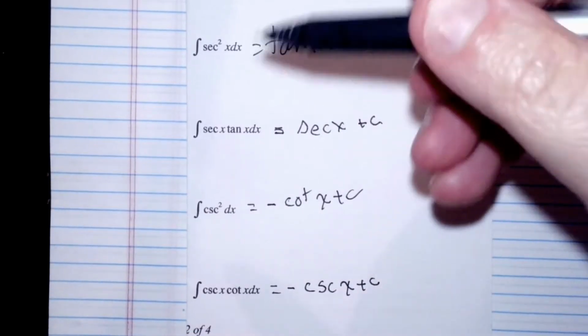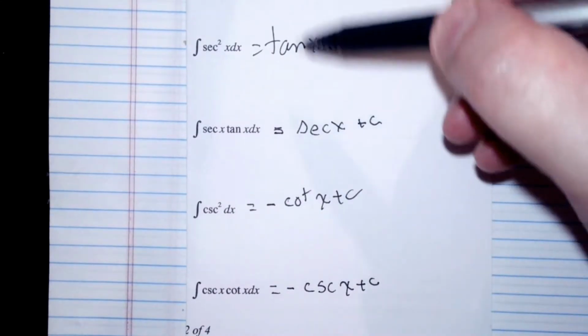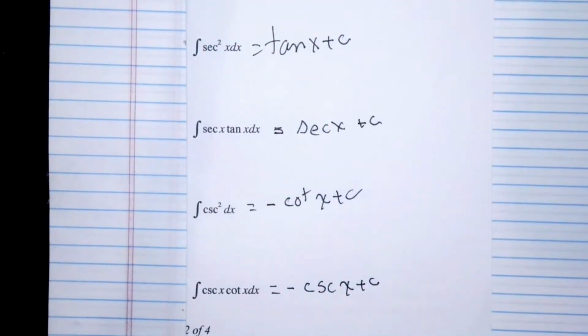Notice that when you integrate and get a function that starts with CO, cosine, cotangent, cosecant, there's always a negative in front.